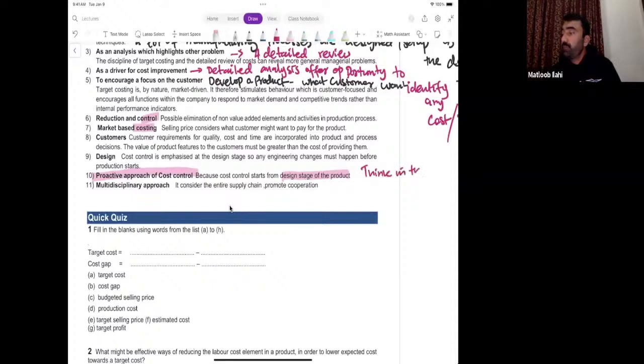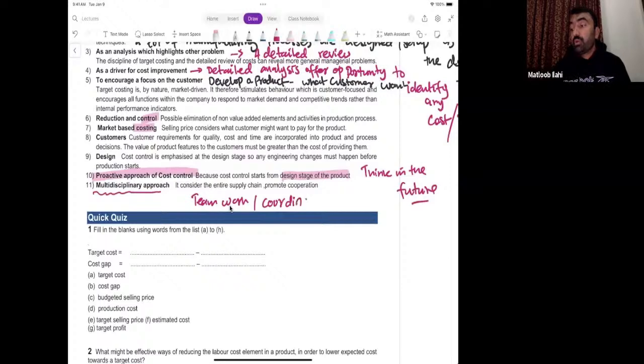Think in the future and design and follow a more proactive approach for the cost control. And then multidisciplinary approach means this requires teamwork. This is not one department or one team. No, this requires teamwork, coordination among different departments and the processes.